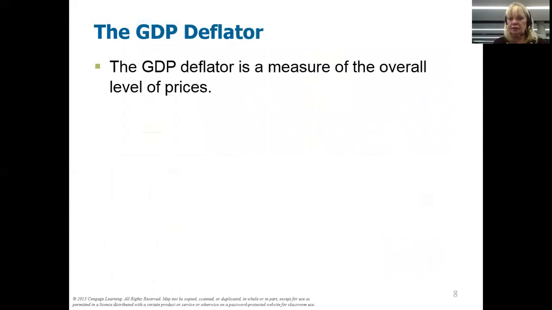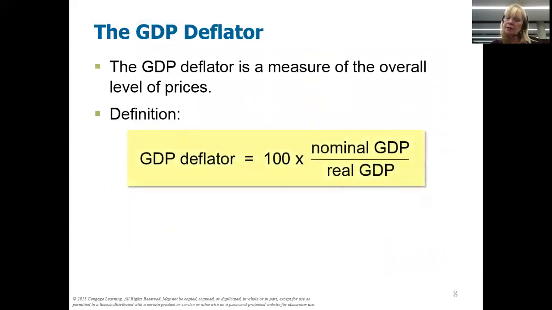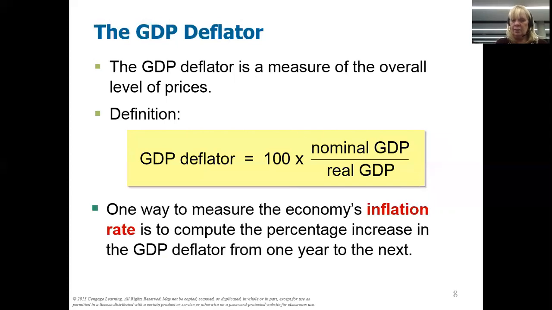The GDP deflator is a measure of the overall price levels. And the way we find the GDP deflator is we take the nominal GDP, divide it by the real GDP, and multiply by 100. Why would we do that, you ask? When you compare the percentage increase in the GDP deflator from one year to the next, it tells you the inflation rate. So let's try it out with our example problem.